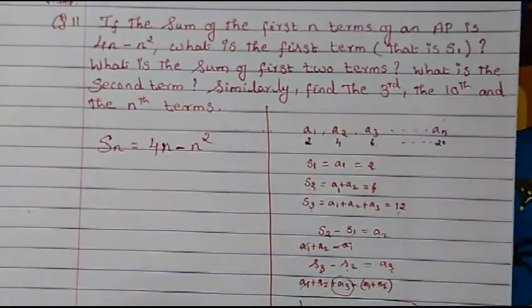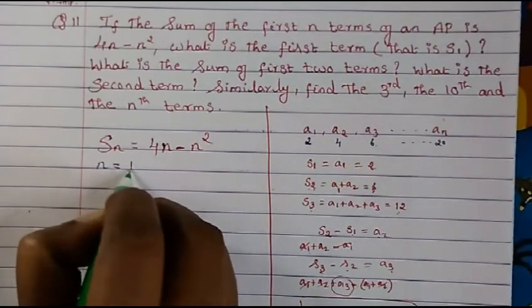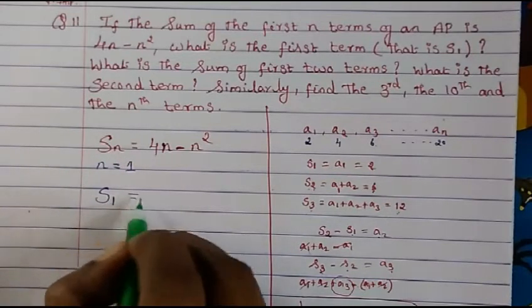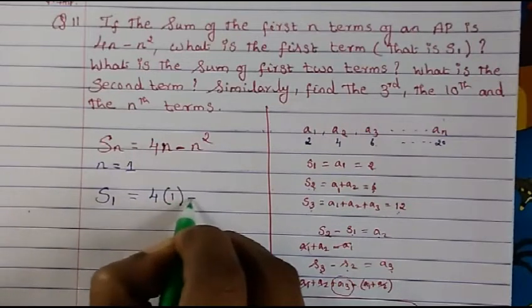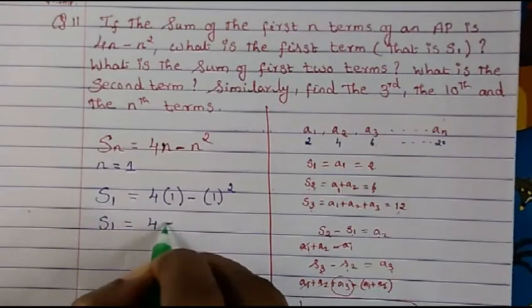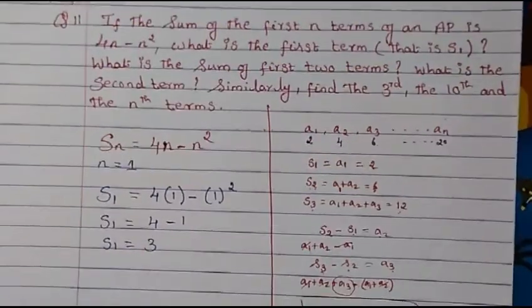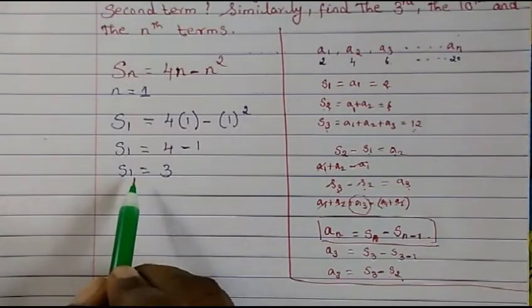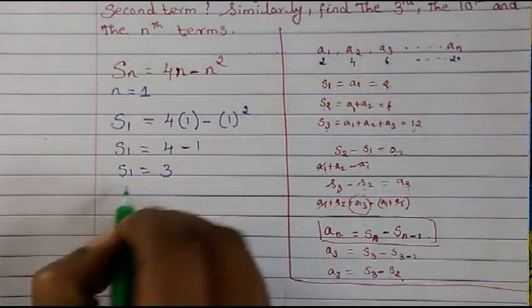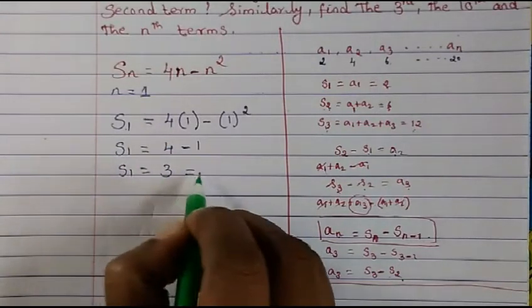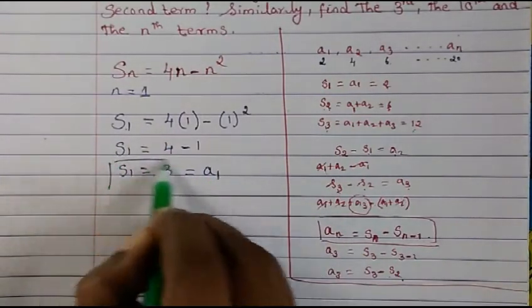That is S1. That means n we have to keep as 1. So to find the first term, we put 1. In the place of n we keep 1: 4 into 1, 4, minus 1 square, which is 1. So S1 will be 4 minus 1, which gives us 3. So S1 is also equal to A1, because the sum of the first term is also equal to A1.